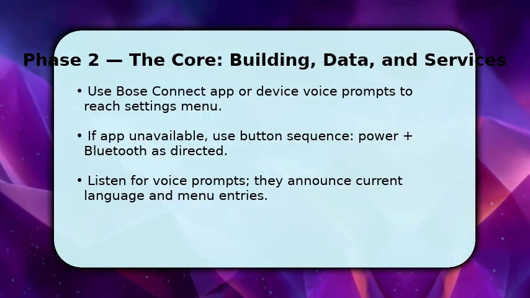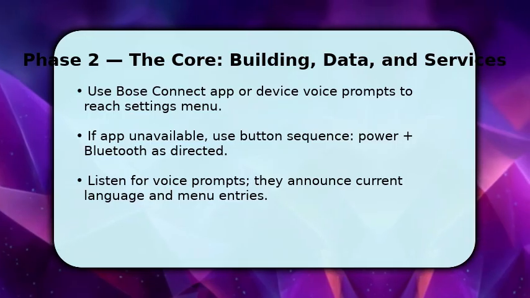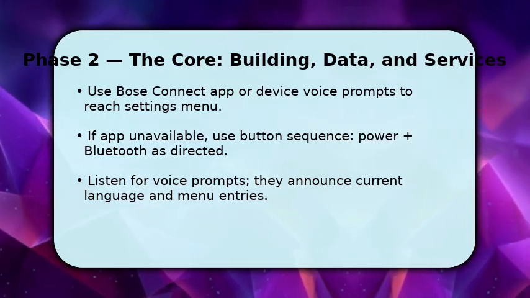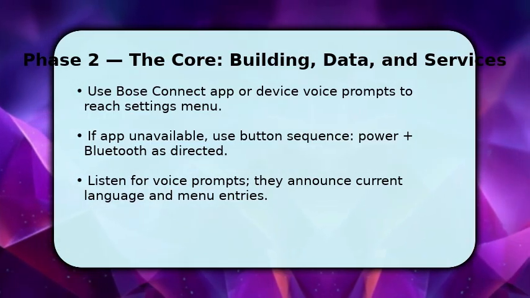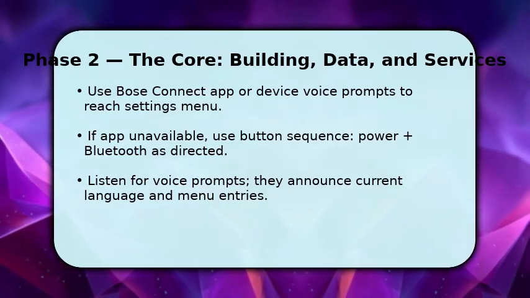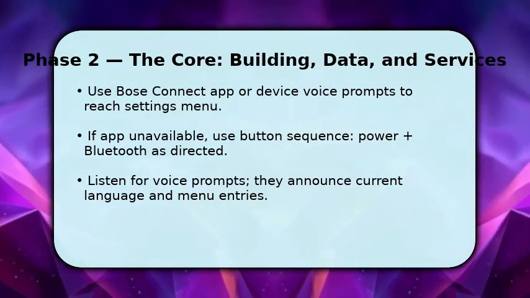Hold the Bluetooth and power buttons together briefly to cycle into advanced settings, then follow the spoken menu until you hear the language option. You will hear the current language announced. This confirms you've reached the right setting.